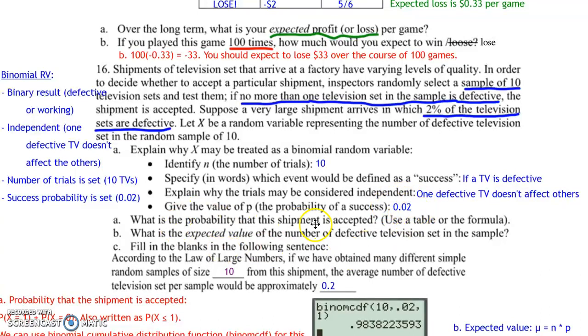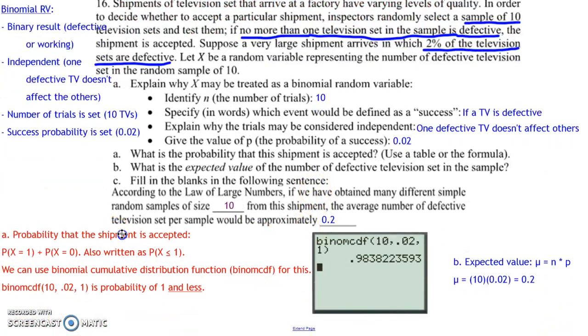The probability that the shipment is accepted, it's an easy thing to figure out if you're using your calculator. You can say binomial cumulative distribution function, binomial CDF. It's talking about all of the values of that number and below. So the probability of 1 and all the numbers below it.